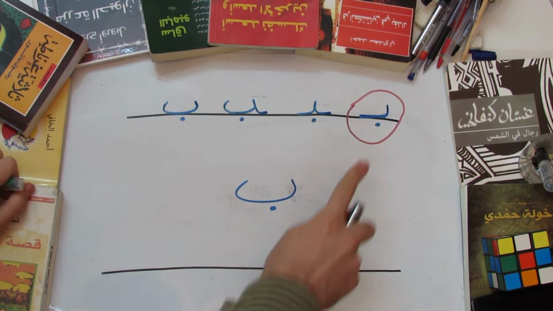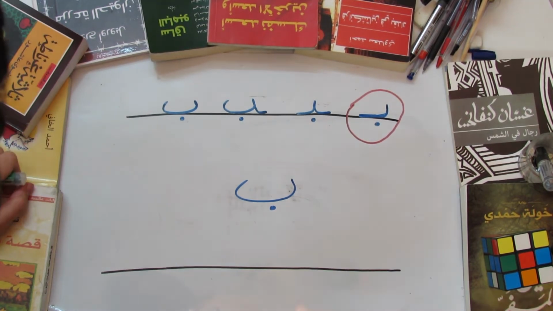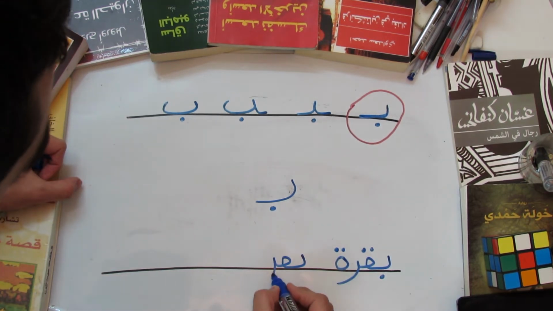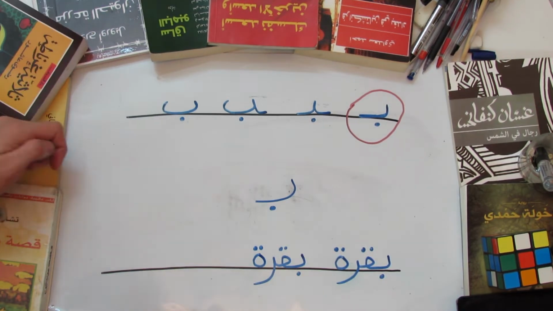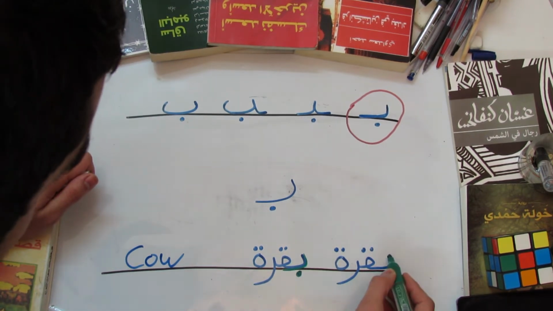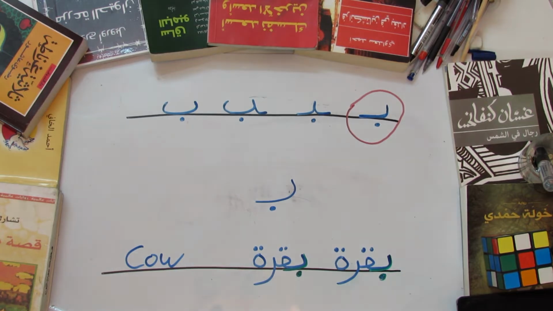To write the letter when it comes at the beginning of the word, all that's needed is to omit the left end of the plain form to permit it to be connected with the next letter. As an example of what I said before is the word baqara, cow.